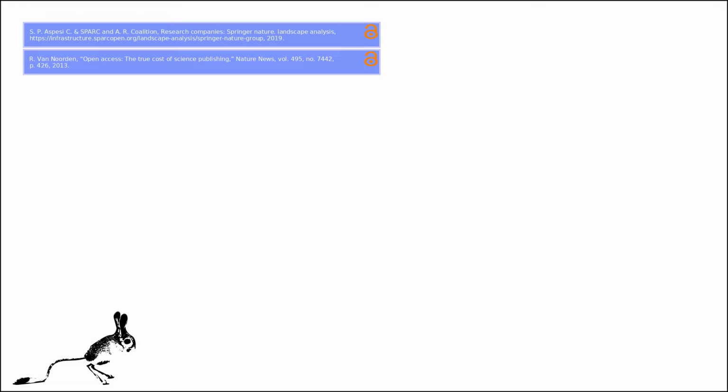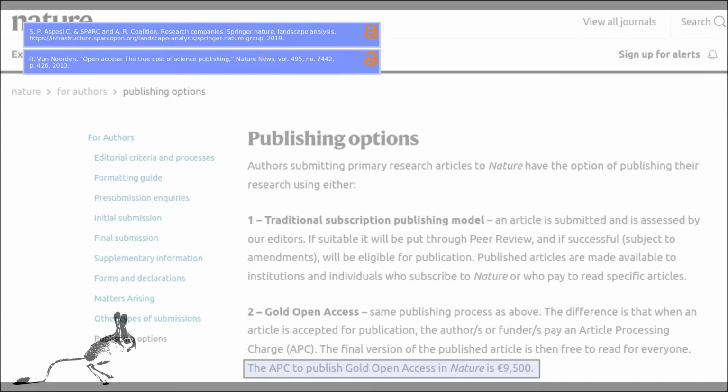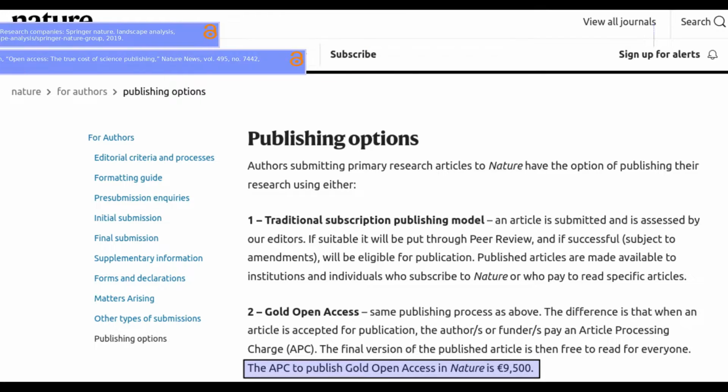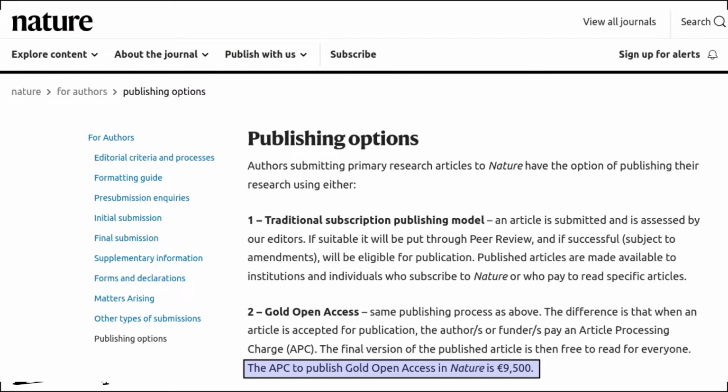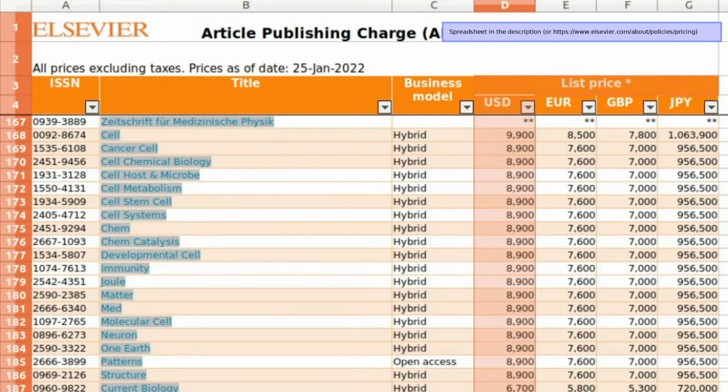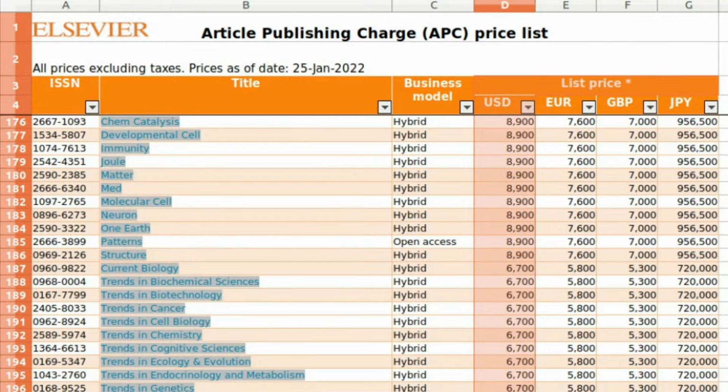Both do have the possibility of open access for a hefty levy on the authors of submitted work. Nature, for example, charges €9,500, roughly $10,000, for an accepted paper to be published as open access, and Elsevier charges on average $2,658 across its journals.